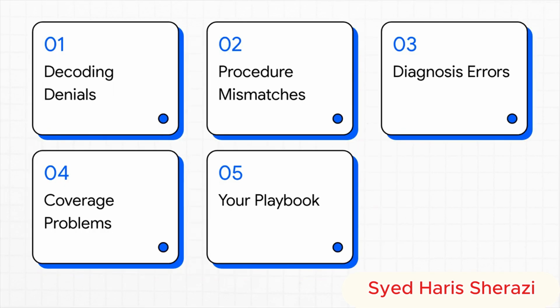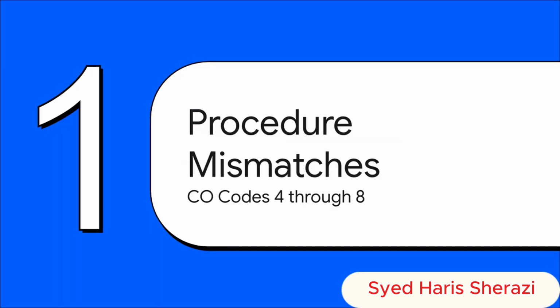So here's our game plan. We're gonna start by decoding the codes for procedure and modifier mismatches. Then we'll unpack all those tricky diagnosis and information errors. After that, we'll navigate the fun world of coverage and coordination problems. And to wrap it all up, we'll build your very own denial management playbook that you can start using like tomorrow. Let's do it.